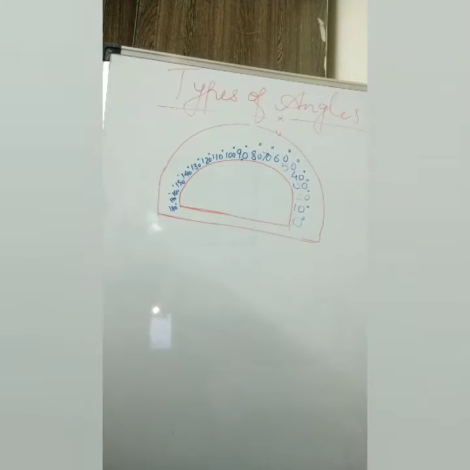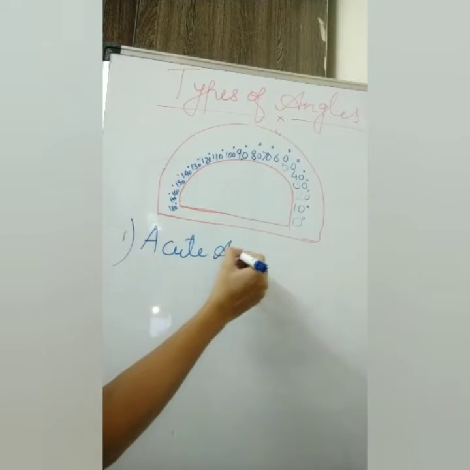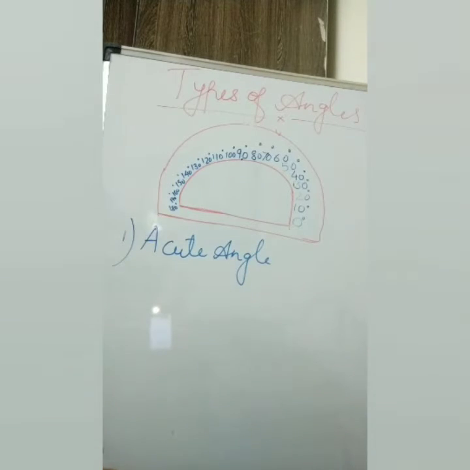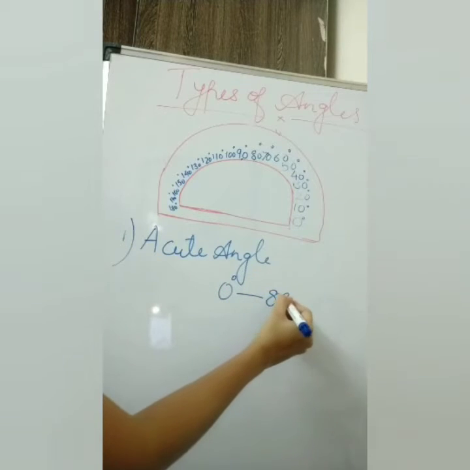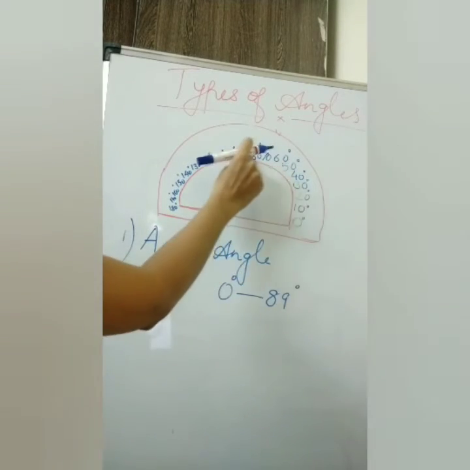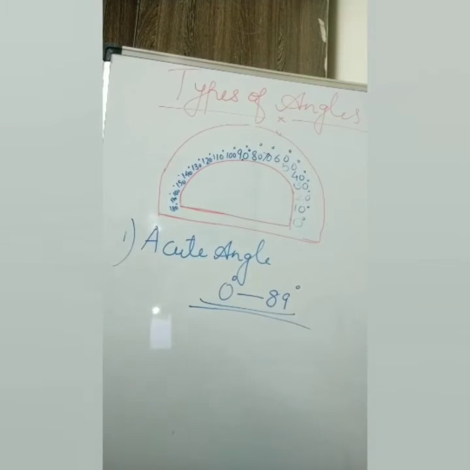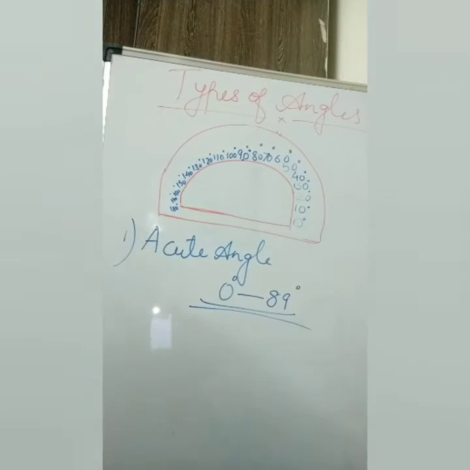Okay, now we will discuss types of angles. So we will discuss 6 types of angle. Now the number 1 is acute angle. What are acute angles? Angles which start from 0 degrees to 89 degrees. From here to here, those angles are called acute angles. An angle less than 90 degrees, or 0 to 89 degrees, those angles are called acute angles.